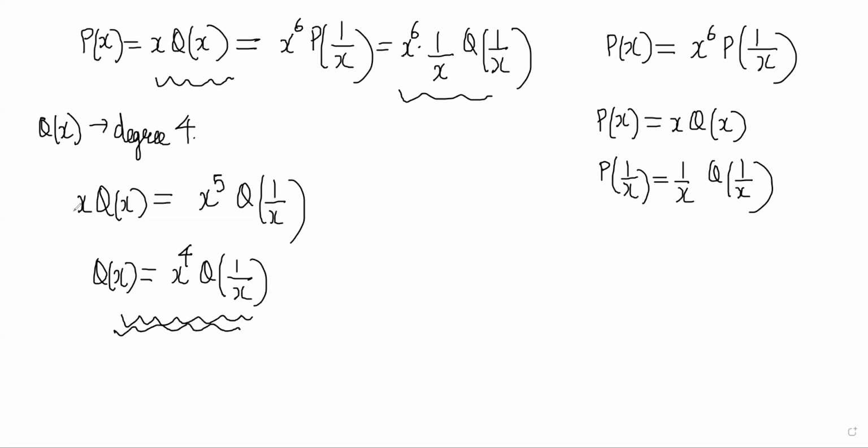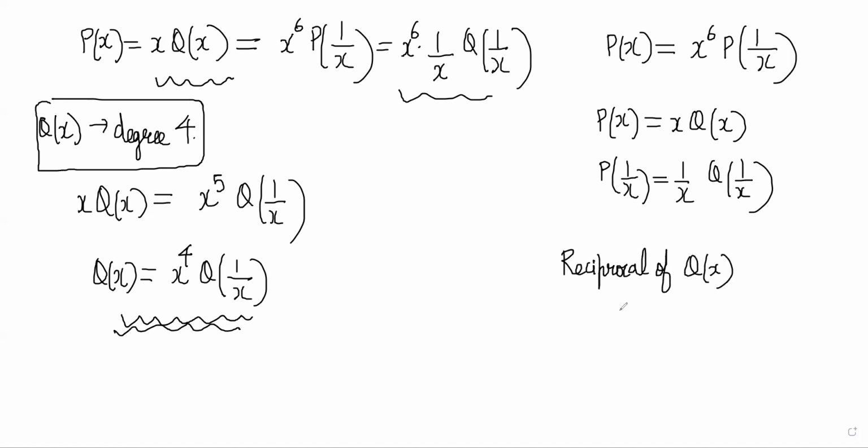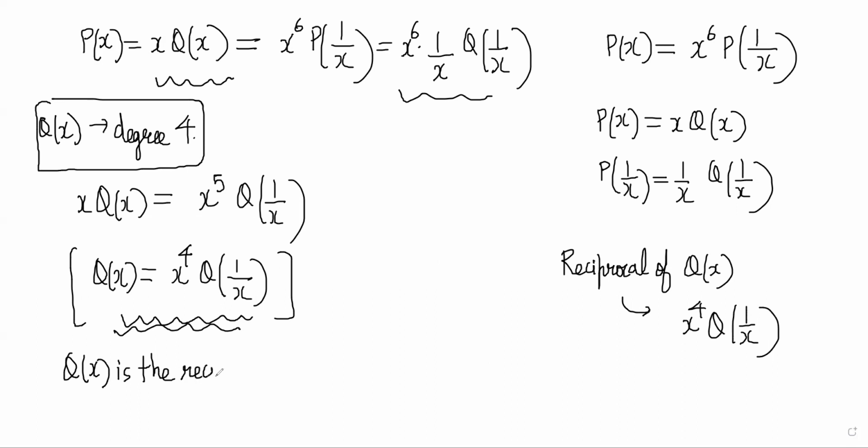right? And remember that q of x was a degree 4 polynomial. So if q of x is degree 4, the reciprocal of q of x is calculated how? By doing x power 4 q of 1 by x, right? Therefore, this condition means q of x is the reciprocal of itself. So think about it. How can a polynomial be a reciprocal of itself?